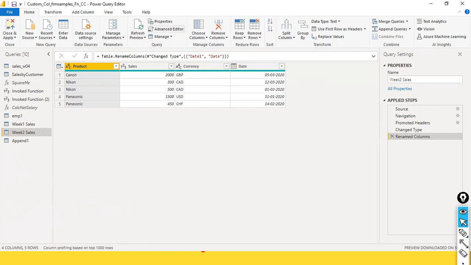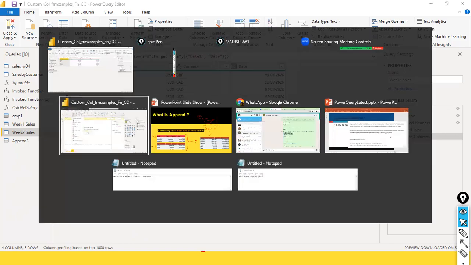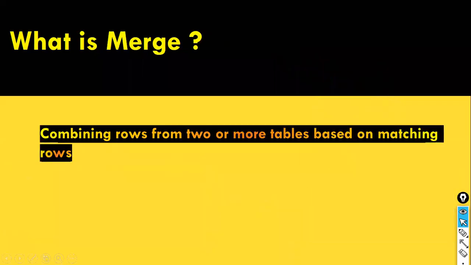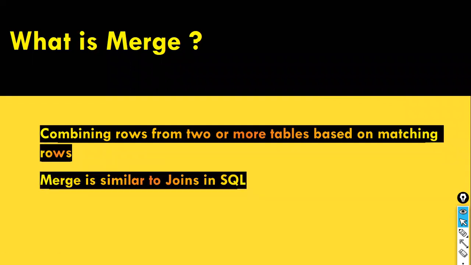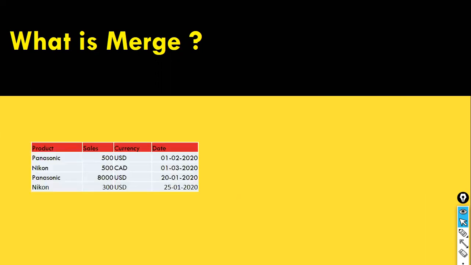Okay, the next one is merge. So what is merge? Combining rows from 2 or more tables based on matching rows. That is what merge is. The merge is similar to joins in SQL. That is what merge is all about.